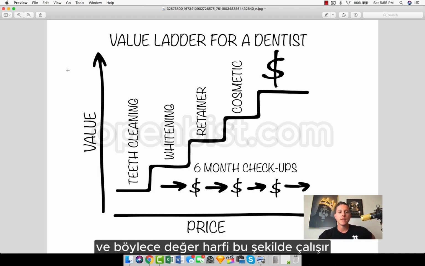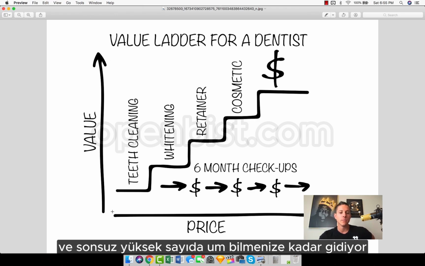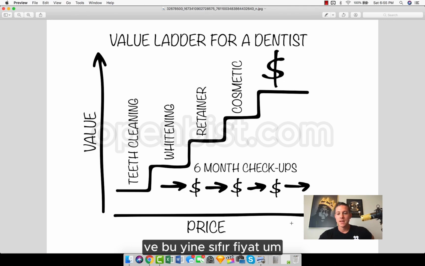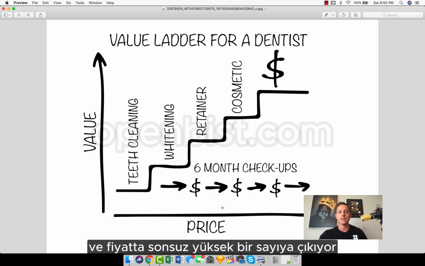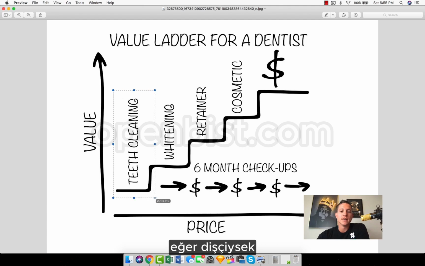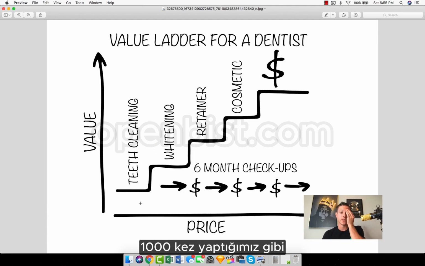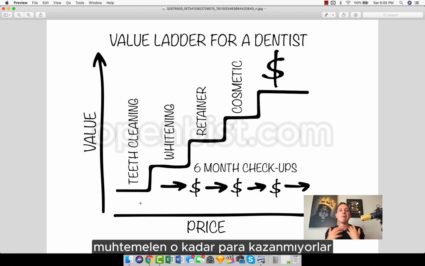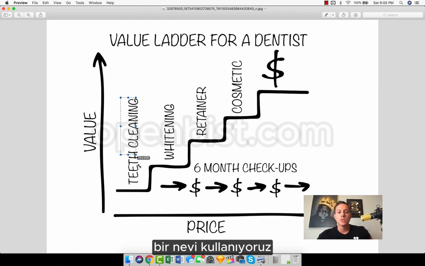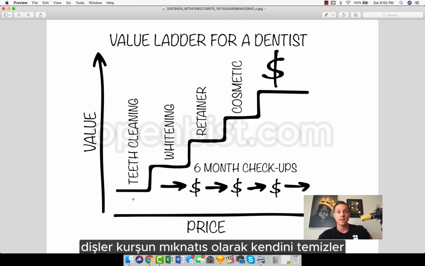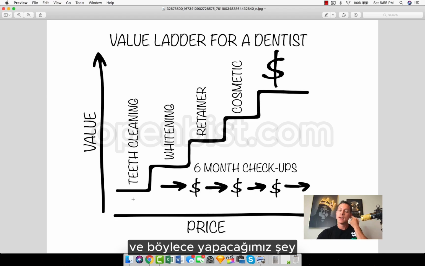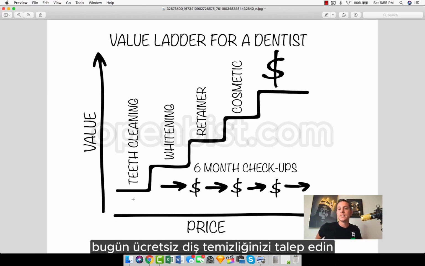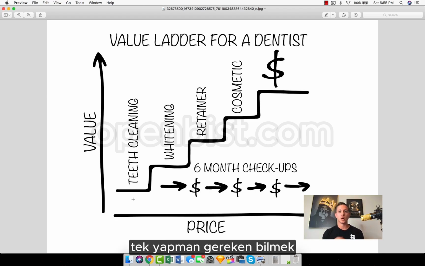And so this is how the value ladder works, right? It starts at basically $0 and goes up to an infinitely high number in price. What we're starting out with, if we're a dentist and we were running an ad campaign for a dentist like we've done 1,000 times, would be a teeth cleaning, right? A teeth cleaning they're probably not making that much money on. Especially with how we set up these advertising campaigns, we're using the teeth cleaning itself as a lead magnet. So we would say, hey, claim your free teeth cleaning today. All you have to do is call in the next 10 minutes.